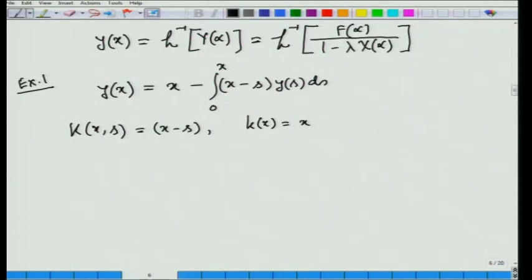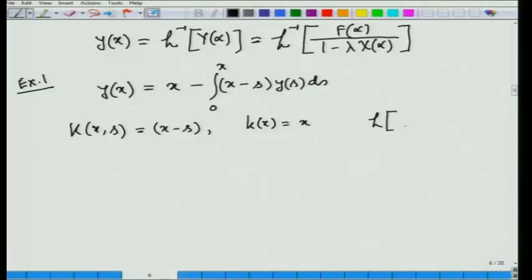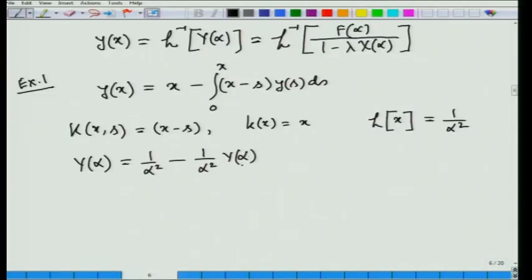And here, from the structure of the equation, f(x) is equal to x, k(x) equal to x. So we need only the knowledge about the Laplace transform of x, and that is nothing but 1 by alpha square. So, using this result, Laplace transform of x equal to 1 by alpha square, if we take the Laplace transform of the given integral equation, then we can find Y(alpha) equal to 1 by alpha square minus 1 by alpha square multiplied with Y(alpha).